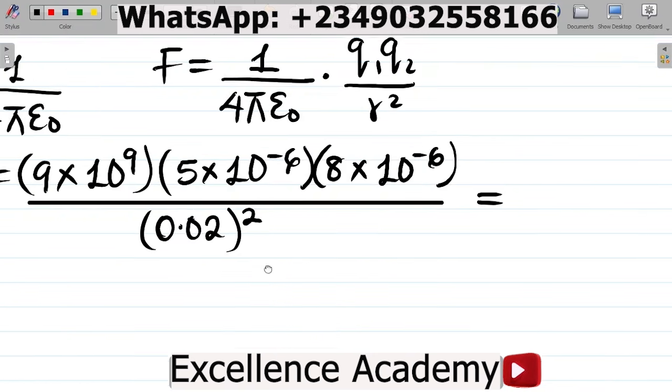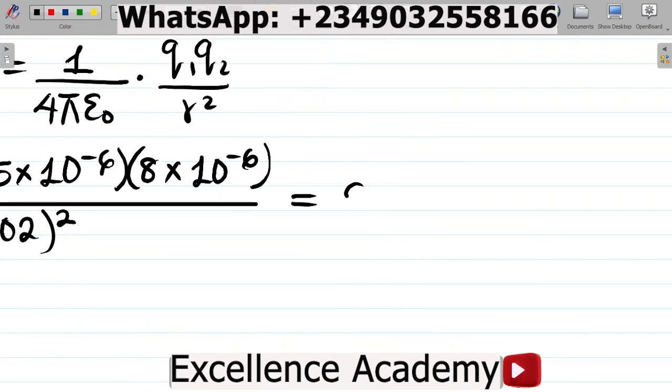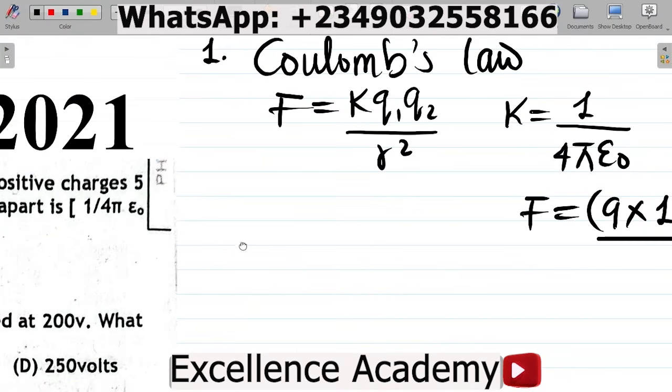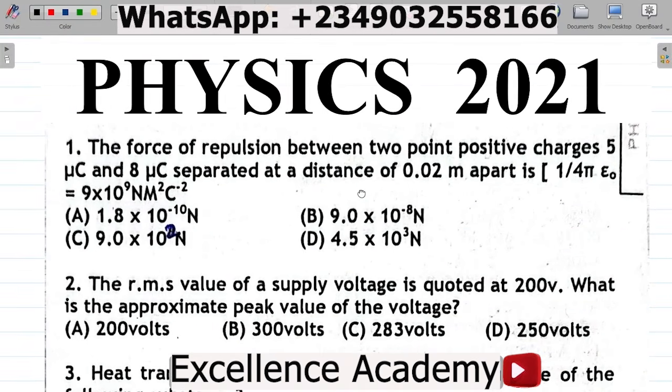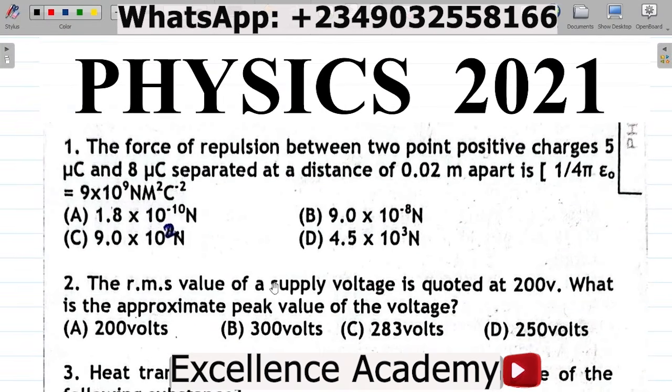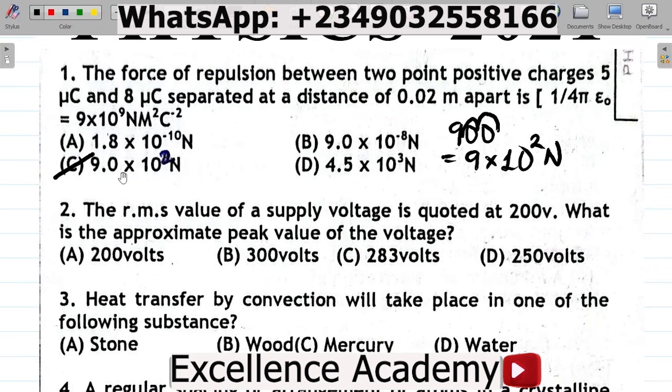Now, if you punch this correctly with your calculator, your value gives you about 900 Newton. Of course, force is in Newton. So my answer here is 900 Newton. Looking at the options here, these are in index form. 900 is equal to 9 times 10 to the power 2 Newton. And that is option C. So option C is the correct answer.